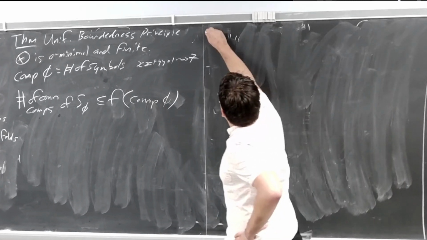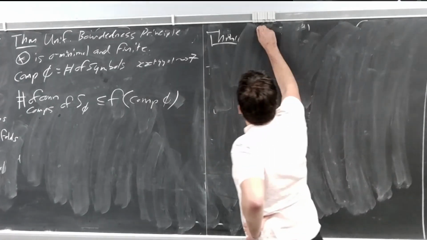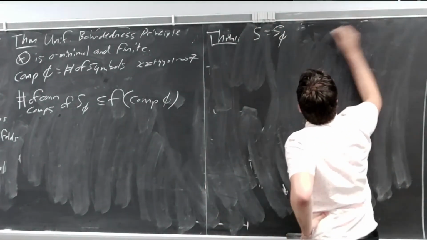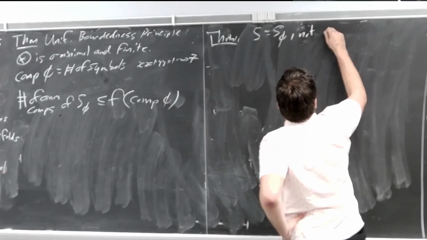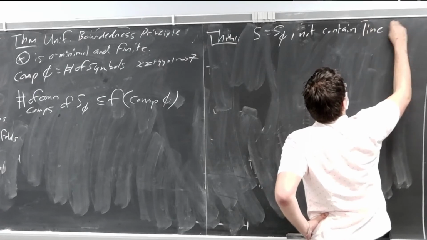So here's the theorem I'm going to prove, and I'm going to end with this. It will only take one blackboard. So the theorem is, let's say that S is one of these O-minimal things, and it does not contain a line segment.